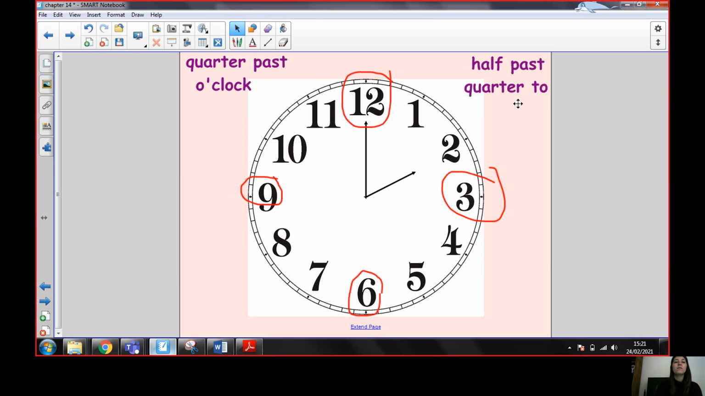I wonder if you could pause the video here and try and match each of those words up to the correct number on the clock face. Once you've had a go, I will then share this with you as well. So pause the video now to have a look.